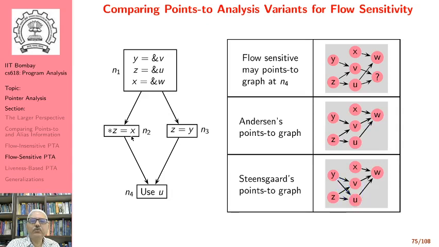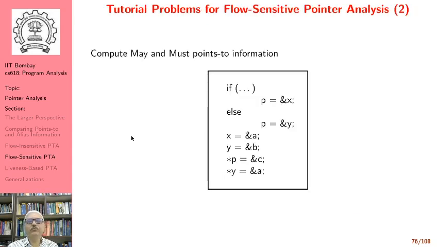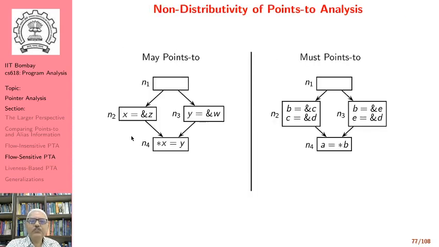Okay, so with that we come to some tutorial problems that I will leave for you to do. We had this tutorial problem for flow insensitive points-to analysis. I leave it for you to perform flow sensitive points-to analysis for this particular program. There's also this issue of non-distributivity of points-to analysis. I will leave it for you to understand. Note that here z arrow w is spurious because points-to analysis is non-distributive. Here a comma d is missing. Please try to find out how we are getting non-distributivity in points-to analysis, whether it's must points-to analysis or may points-to analysis.